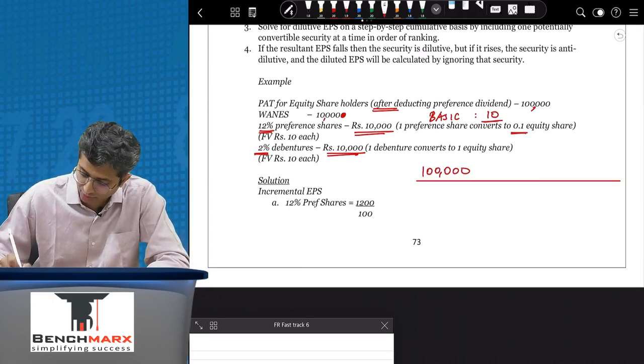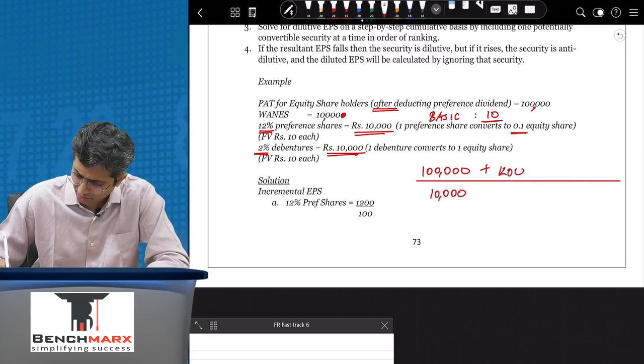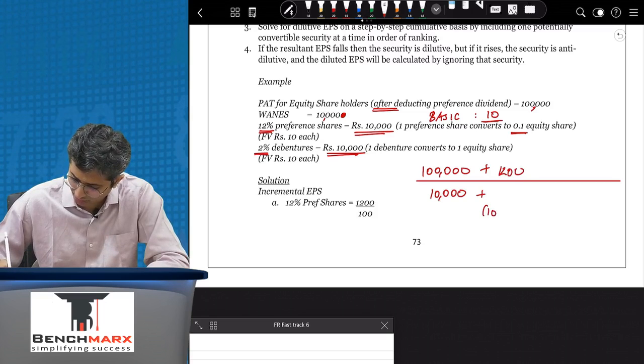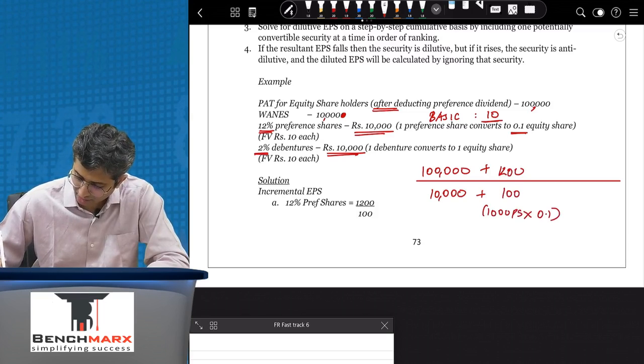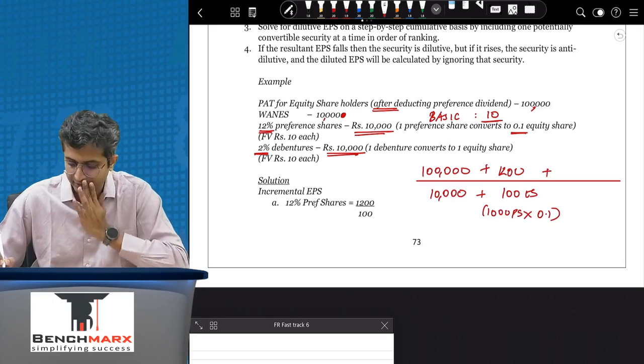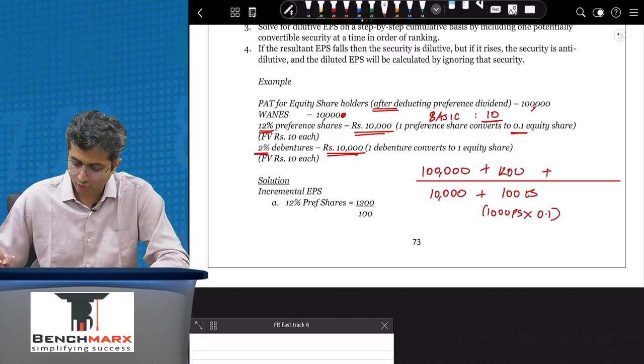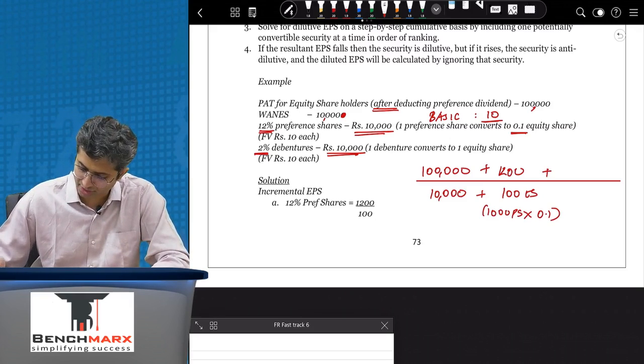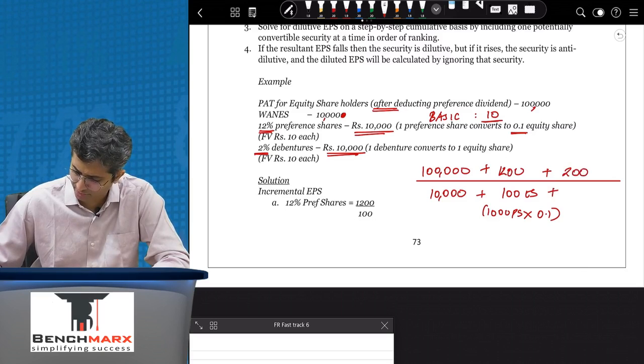If both the potential equity shares are to be converted, so this is, let's say, 10,000, that is, you will no longer pay any preference dividend, so that is 12% of 10,000, that is 1200, and against that you will issue, face value is 10 each, so you will issue 1000 preference shares, 1000 into 0.1, so this is 100 equity shares, and you will issue 2% debentures. So when you look at 2% debentures, are you given a separate tax rate? No, so we will directly take 2% of 10,000. So I guess this is 200, and one debenture converts to one equity share. So this will be, face value is rupees 10. So this is 1000 equity shares.